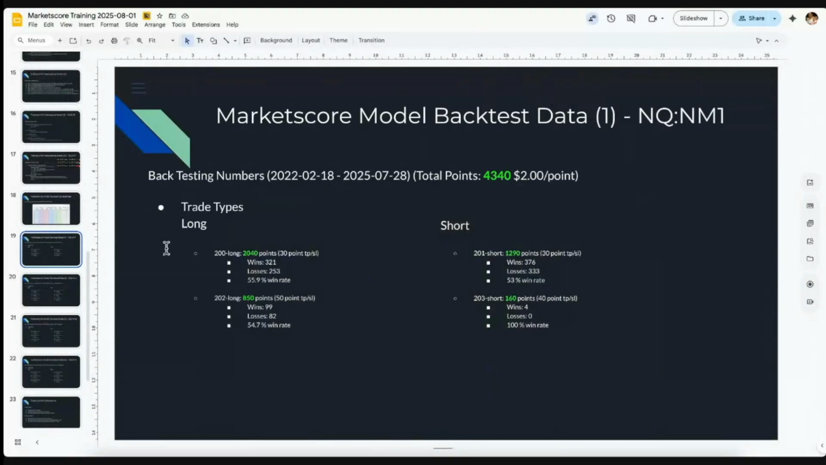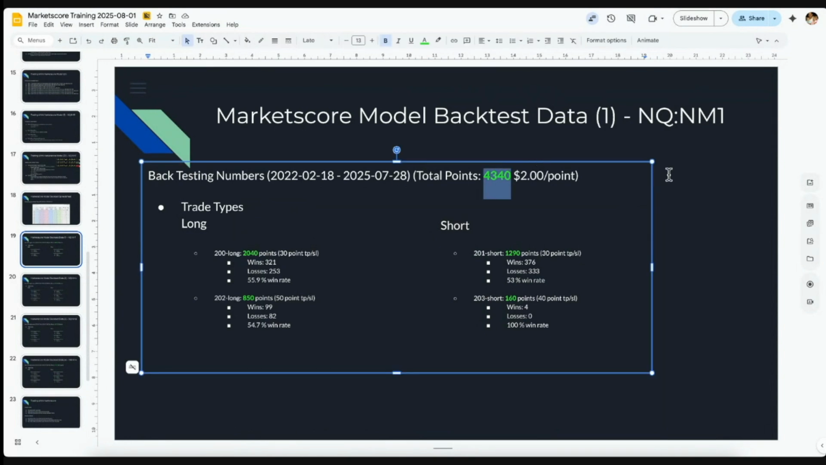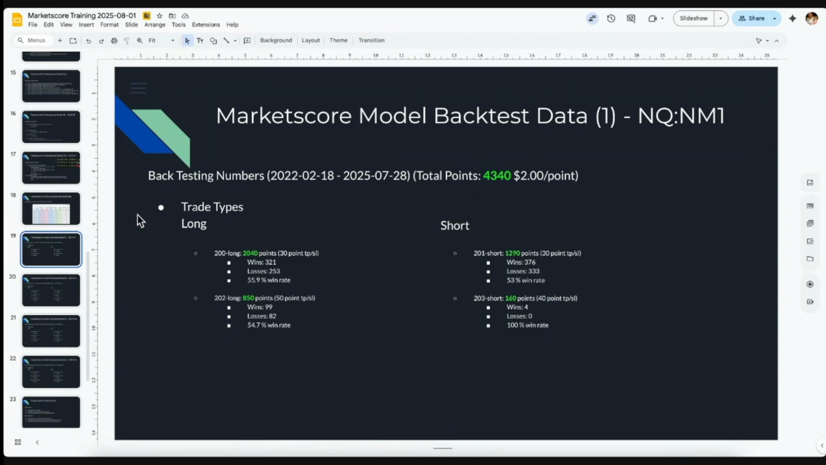So now we're going to go through the models and the profits that they make. This is the back testing data. For the NM1 model, it makes 4,300 points over that time frame. This is $2 a point, which means it would be $8,680 total. These are the breakdowns of the points per model.